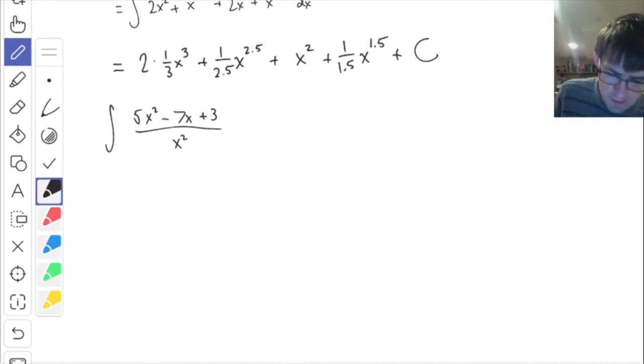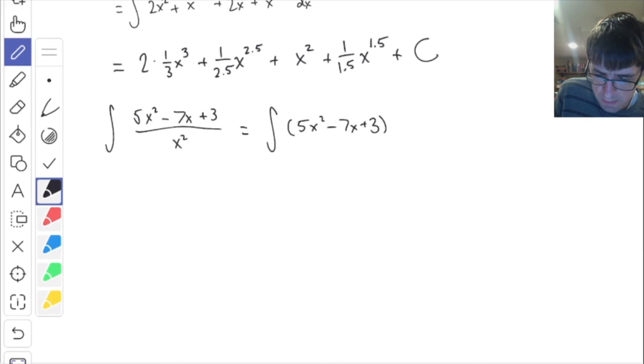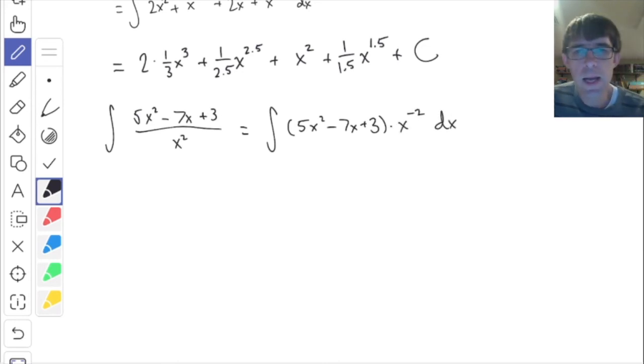To me, the easiest way to do this is to rewrite it, first of all, as a product. So I'm going to write 5x squared minus 7x plus 3 times x to the minus 2. Isn't that the same thing? Because dividing by x squared is the same as multiplying by x to the minus 2. This is how you sort of bring the denominator up using a negative exponent, turning it into multiplication. Why did I do that? The purpose is so that now I can distribute.